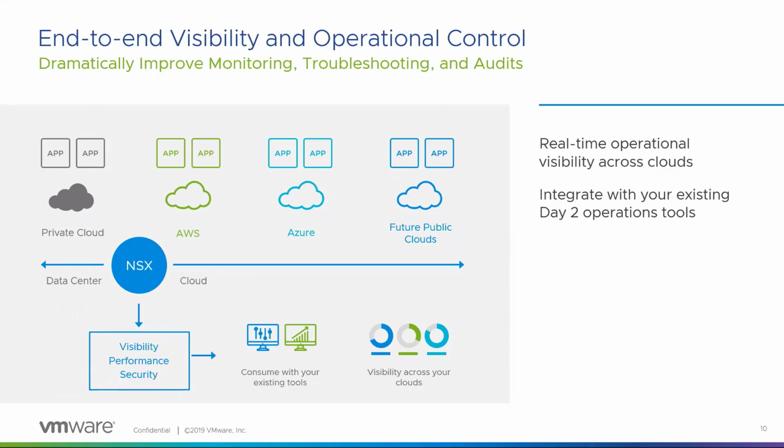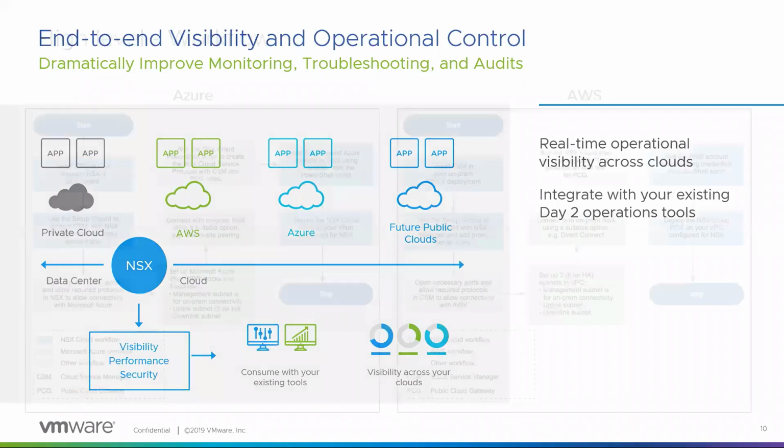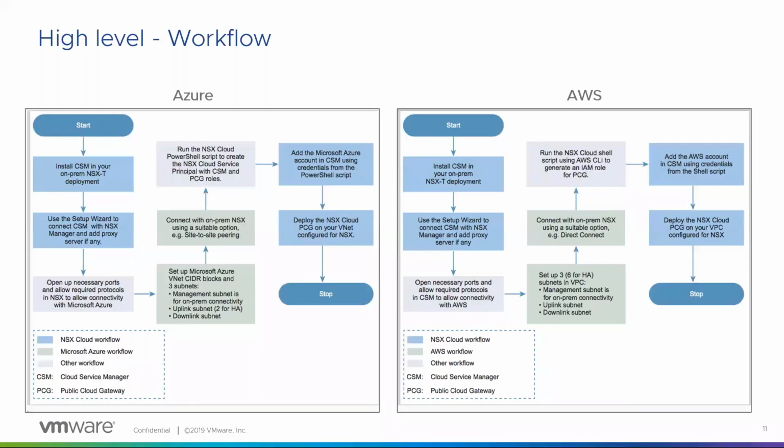So what I want to talk about very quickly now is how does this work, right? What are the steps required to make this magic happen? Sounds very exciting, but how does it work? So here I have a high-level workflow for both Azure and AWS. Azure to the left, AWS to the right, right? But what you notice is the first thing we do is we go in and we deploy the cloud service virtual machine. Again, you deploy this on-premise right next to your NSX-T and you register it to NSX-T. That's the first thing you do.